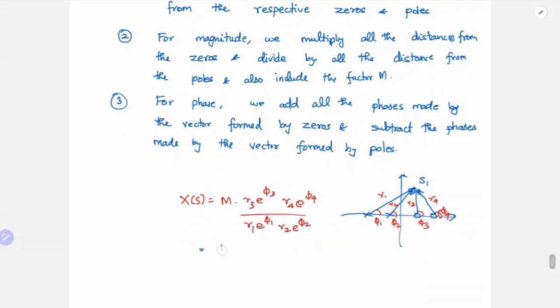So what will be the result? It will be M R3 R4 by R1 into R2 into e power j (phi 3 plus phi 4 minus phi 1 minus phi 2). So if you see, the phase is nothing but the sum of the phases made by the zeros minus the phases made by the poles. And the magnitude is nothing but the product of all the magnitudes of zeros divided by the product of all the magnitudes of poles, and we also have the M factor. So this is true in general for any point S1.